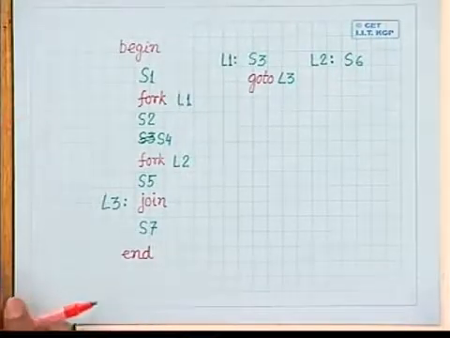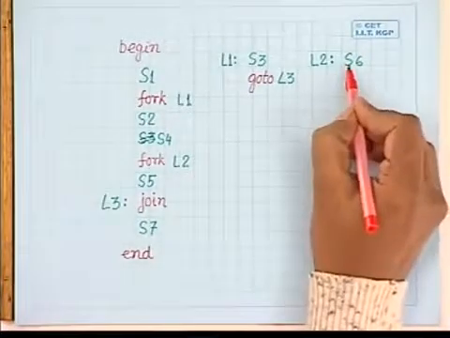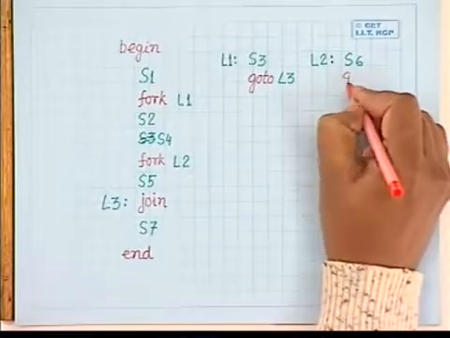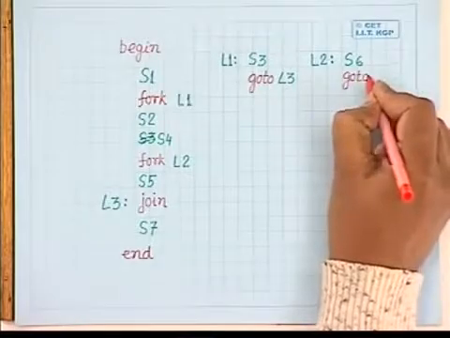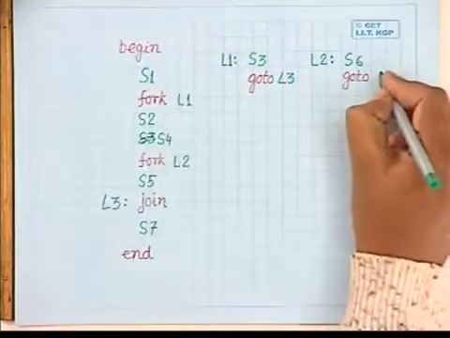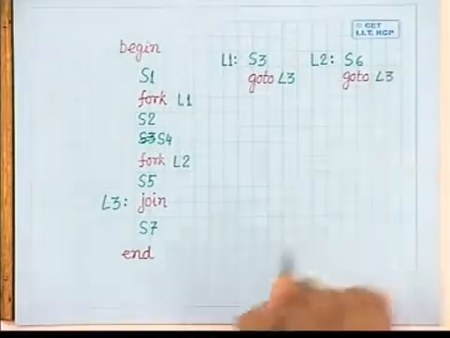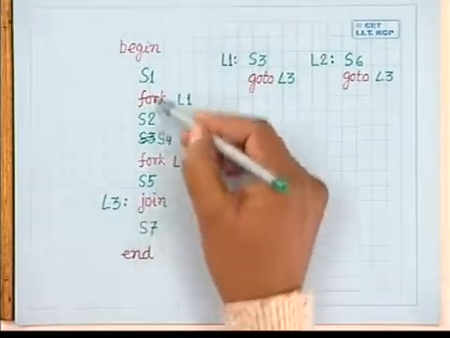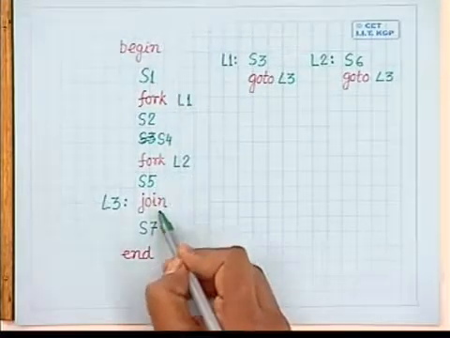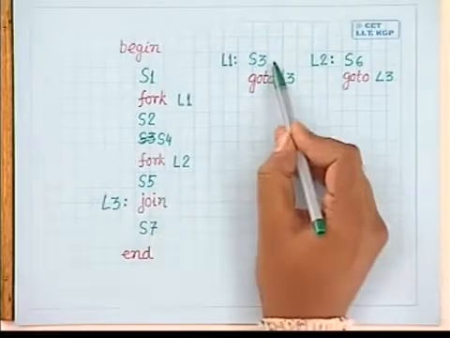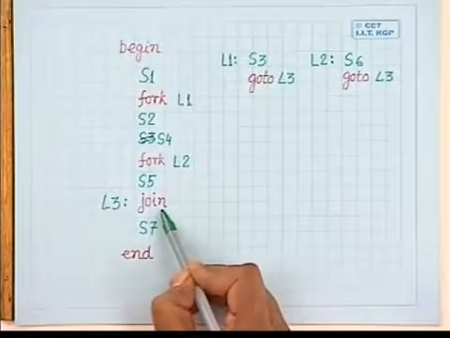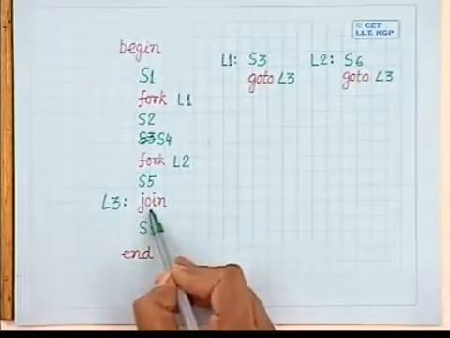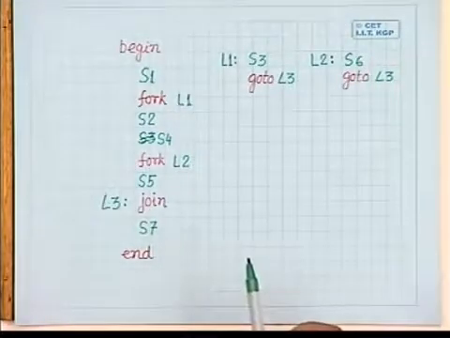Similarly, here this process also has to come to L3 after completion of statement S6. So I'll also put here go to level L3 to execute the join statement. Now you find that the process which is continuing with S5 executes the join statement after completion of S5. The process which is executing S3 also executes the join statement after completion of S3. The process which is executing S6 also executes the join statement after completion of S6.